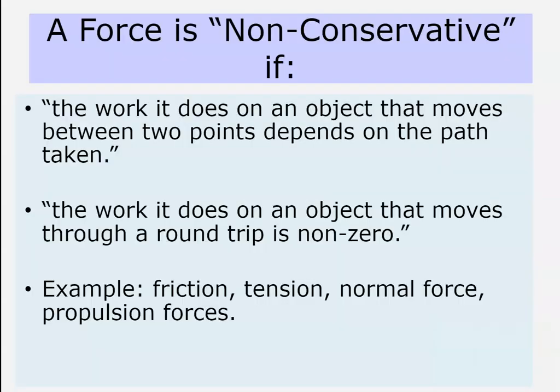So a force is non-conservative if the work it does on an object that moves between 2 points depends on the path taken. So it is not conservative if the work that it does depends on the path taken. So all along that path, the work that's being done on it. In the example that we looked at, the frictional work that was being done to remove energy on the skier followed the path taken by the skier. And the work it does on an object that moves through a round trip is non-zero. So in other words, a force is non-conservative if there's some work involved. Typical examples would be friction force, normal force, propulsion forces, and so on.